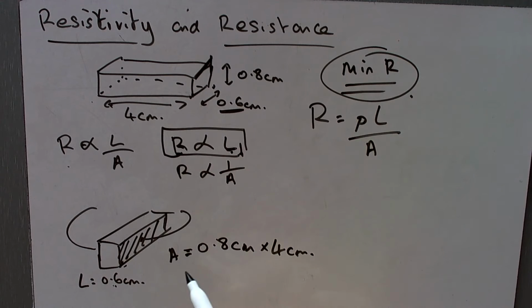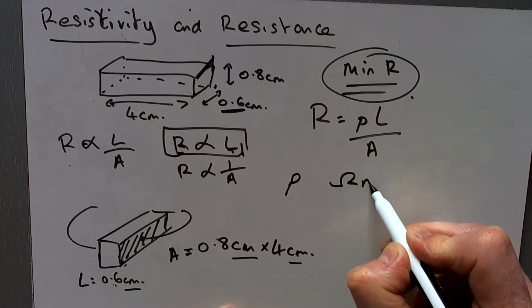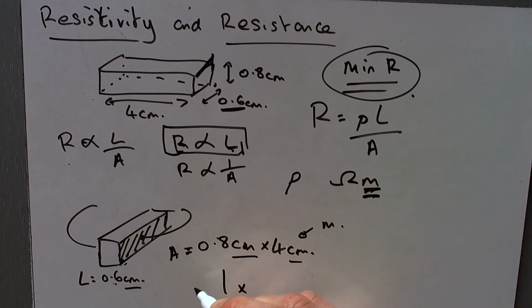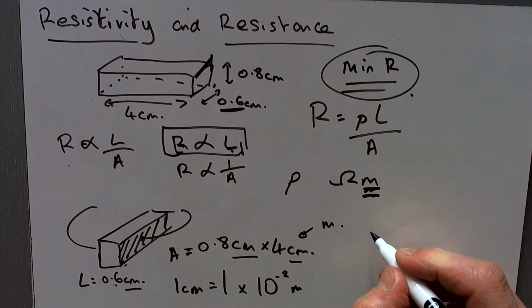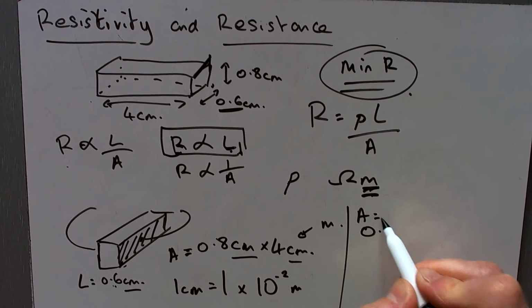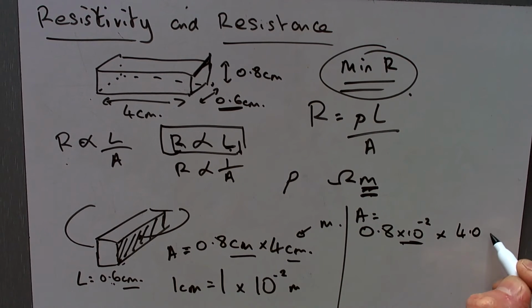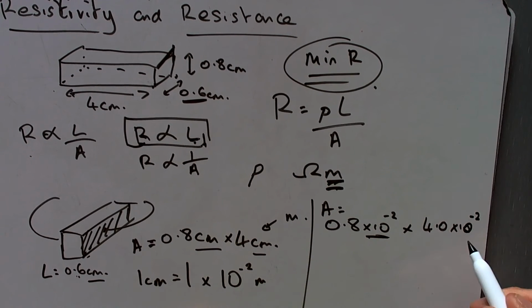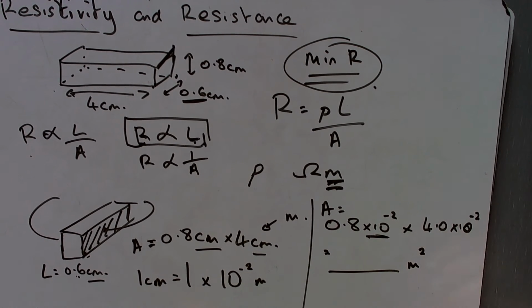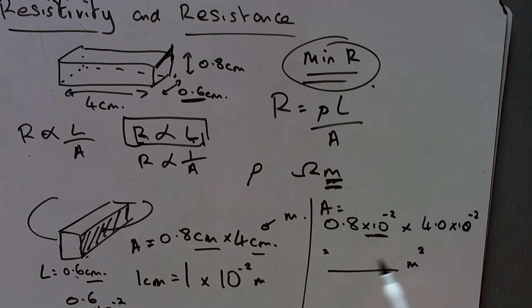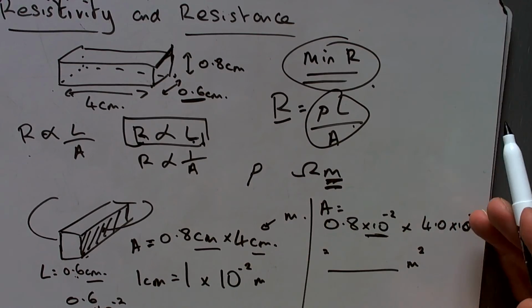For those studying that question, one extra thing to remember is that these are centimeters, and resistivity is very often measured in ohm meters, so we need to convert all of these into meters. The way I remember it, 1 centimeter equals 1 times 10 to the minus 2 meters. So the area in this case might be 0.8 times 10 to the minus 2, that's the centimeters bit, times 4.0 times 10 to the minus 2. Put that in your calculator and you'll get an answer in meters squared. We also need to convert that 0.6 into meters too, 0.6 times 10 to the minus 2, before you can put it into the formula to work out that minimum resistance.